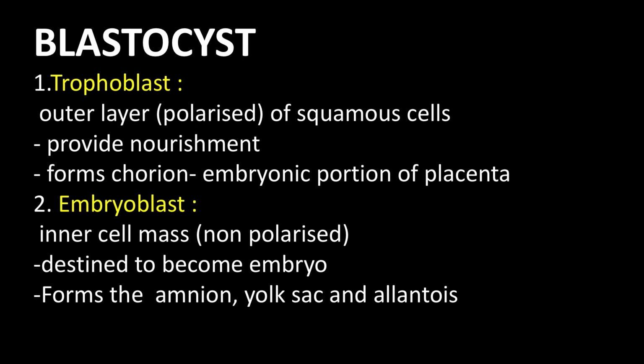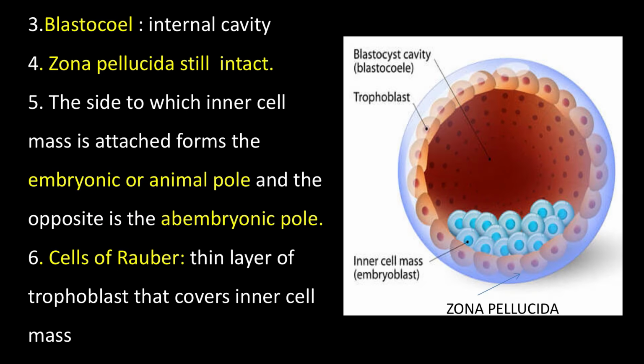We can see this in the diagram. The outer trophoblast layer, which is marked as a single cellular structure, will provide nourishment and will form the future placenta. Chorion formation will take place and this will form the embryonic part of your placenta.